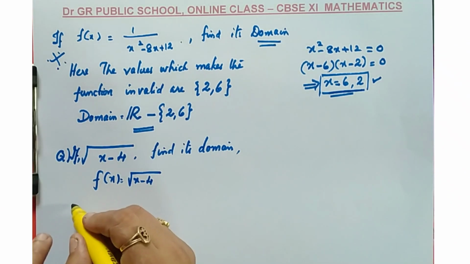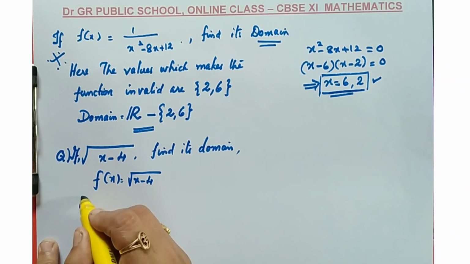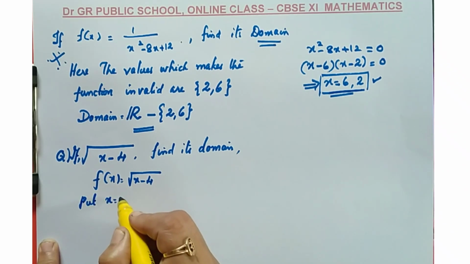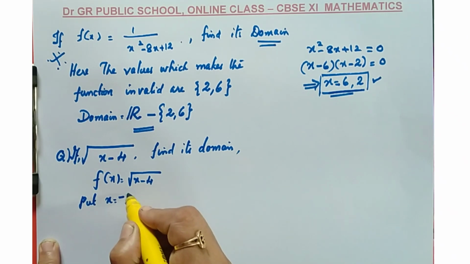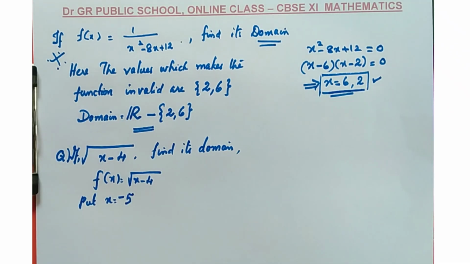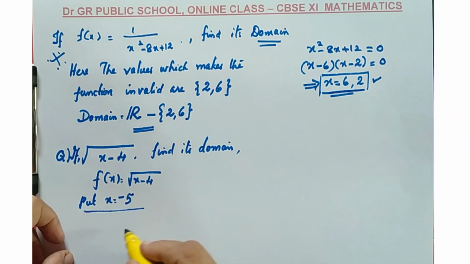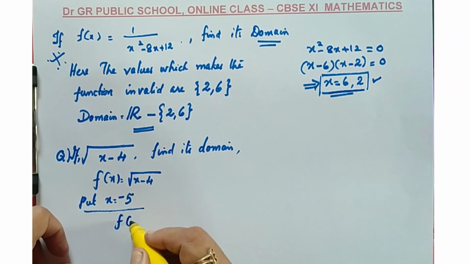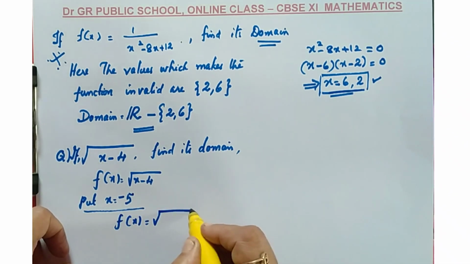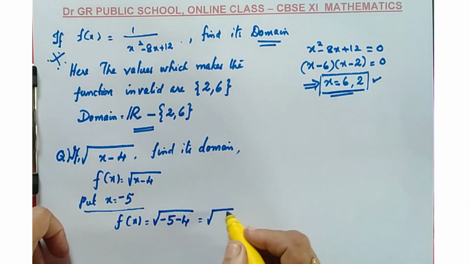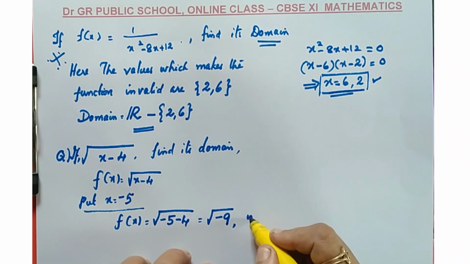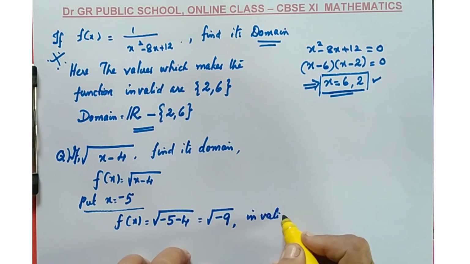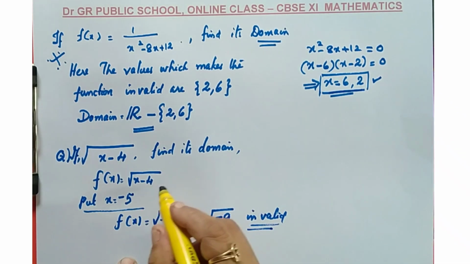Okay, we can check. I am going to substitute a value as put x equal to minus 5. What happens to this function? When x equal to minus 5, f(x) will become equal to root of minus 5 minus 4, which is root of minus 9. You know that a negative root is invalid. So this function can't take the value.